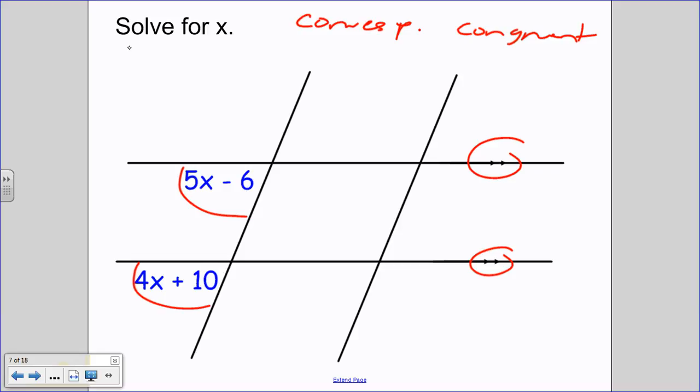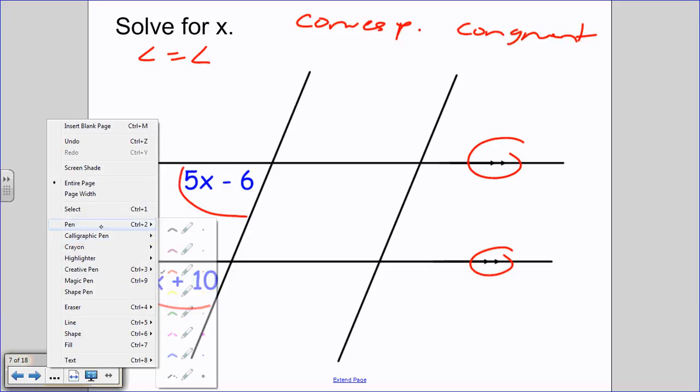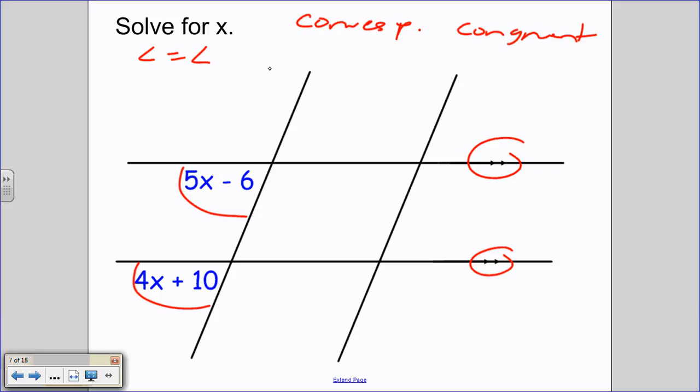So we're going to write an equation to solve for x, and we're going to set it up as angle equals angle. So that means we're going to write 5x minus 6 equals 4x plus 10 to solve for x. So the first thing I would do is subtract little brother 4x from both sides. And when you do that, you're left with x minus 6 equals 10. And then I would add 6 to both sides. So you would get x equals 16. And you're done.